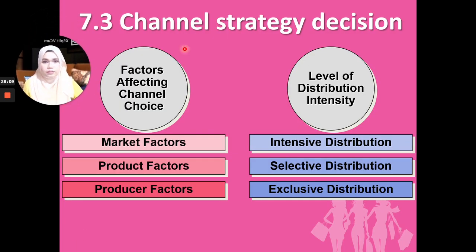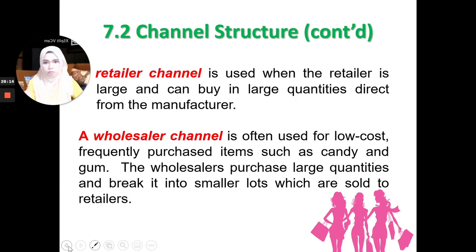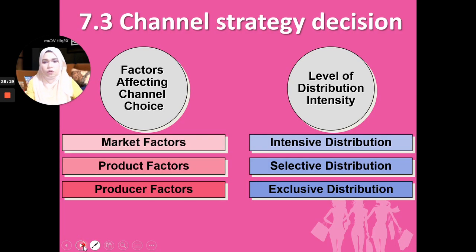Okay, next one. What makes people want to choose either one channel, two channels, the retailer channel, or the wholesaler channel, or should I use multiple channels, right? So there are factors affecting the channel choice, which you can look at as market factors, product factors, and also producer factors. There is also the level of distribution intensity set by the manufacturer, whether they want to do intensive distribution, selective distribution, or exclusive distribution.